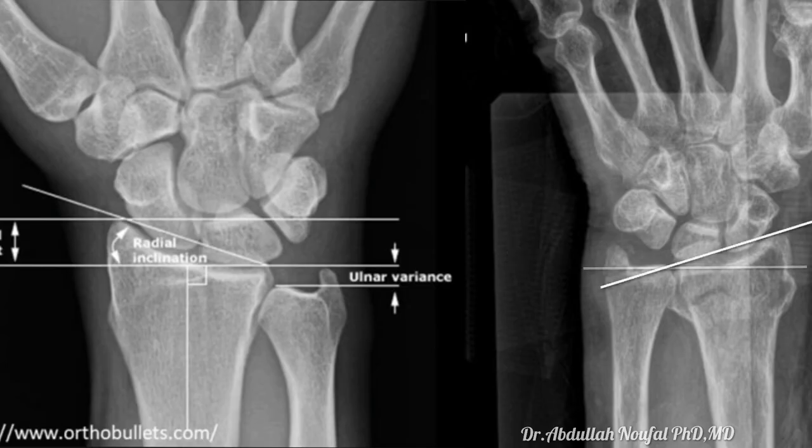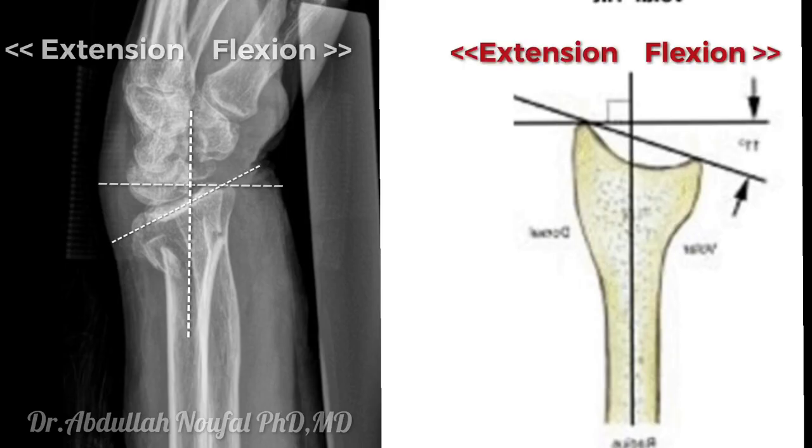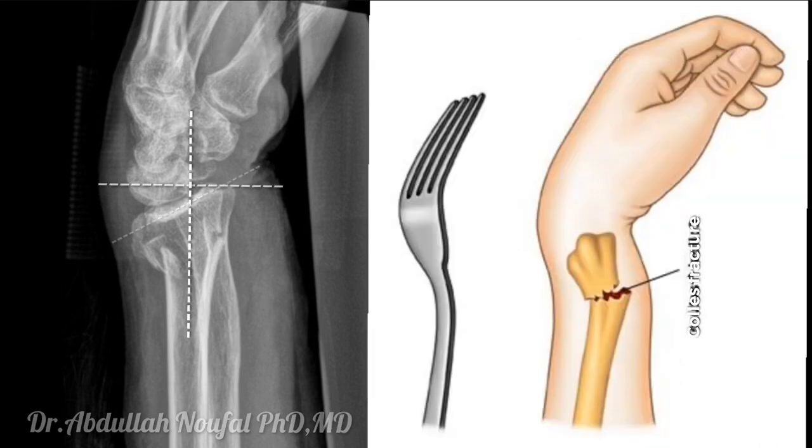The fourth and the final point, we can note that the radial inclination angle is about 20 degrees and it's also still acceptable. In the lateral view, we can see that the tilting angle is reversed posteriorly. It's about 30 degrees. It's not acceptable indeed, so it should be reduced to zero or volar tilting. Moreover, it's the main cause of the dinner fork deformity in Colles fracture.